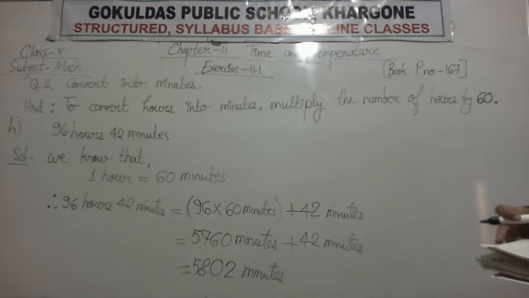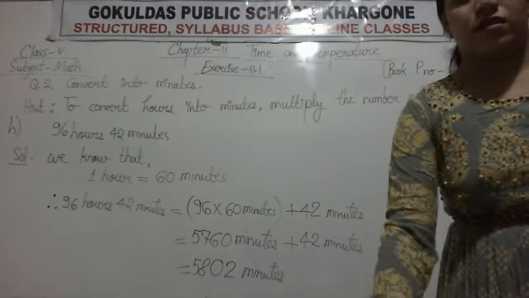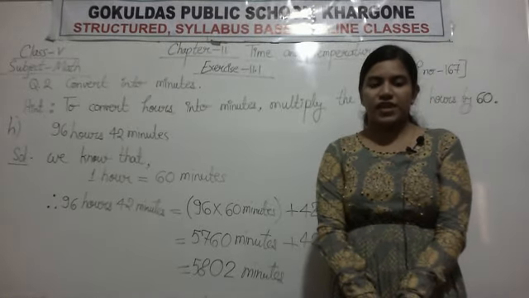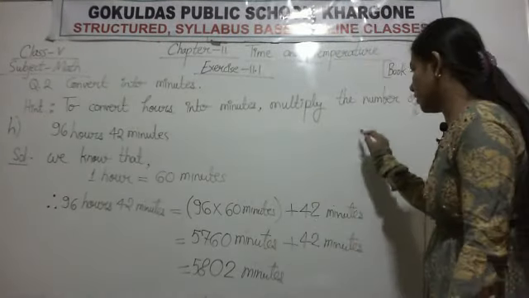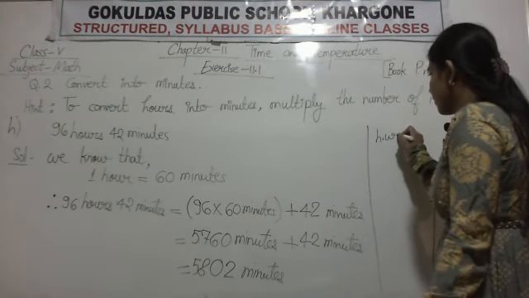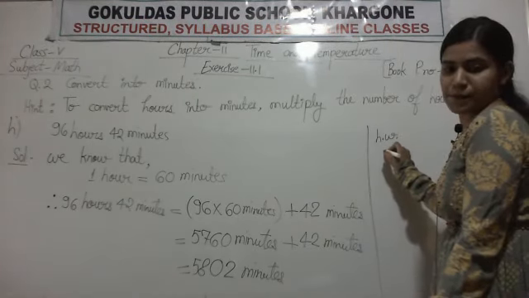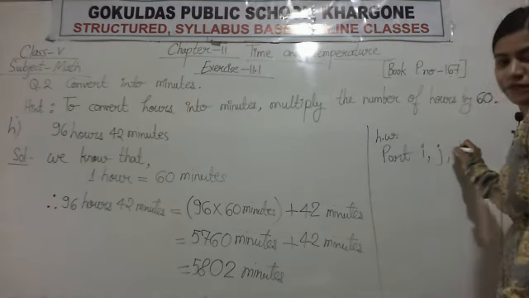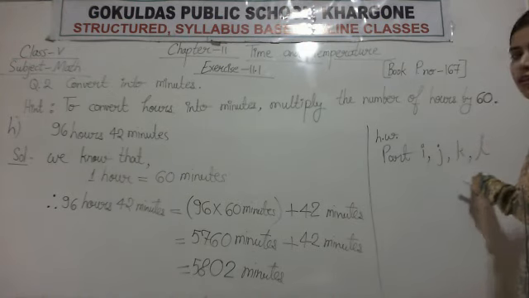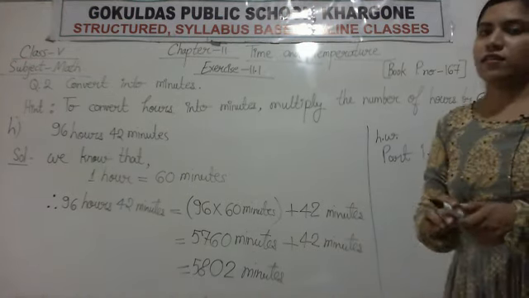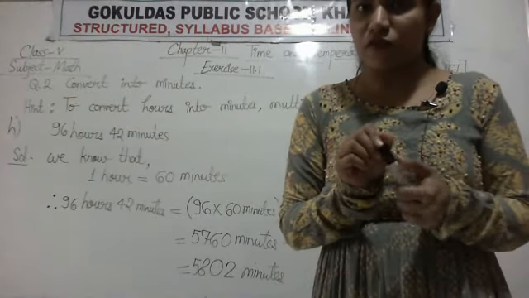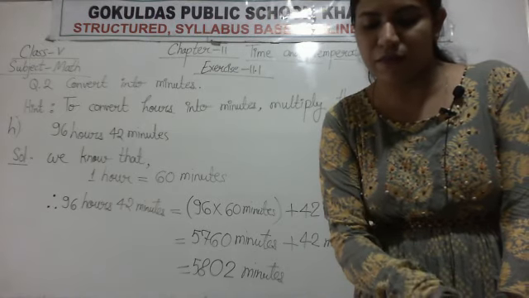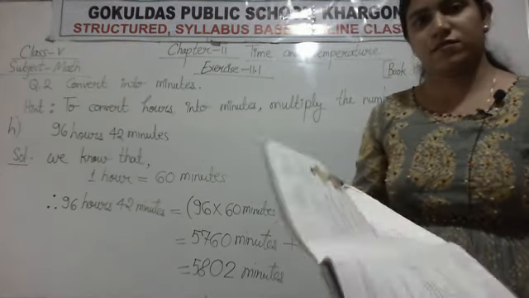In the same manner, we will solve the remaining questions. Question number I, J, K and L are your homework. Part I, J, K and L, these 4 questions are your homework. Solve them and check the answers from the back side of the book. The solution will be as we solved all these.